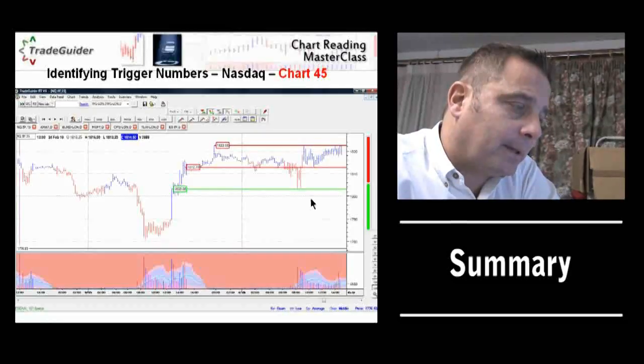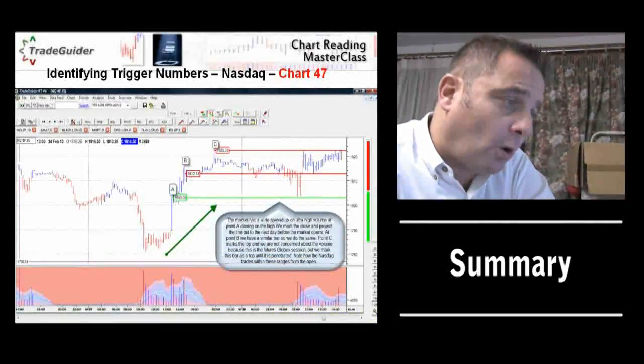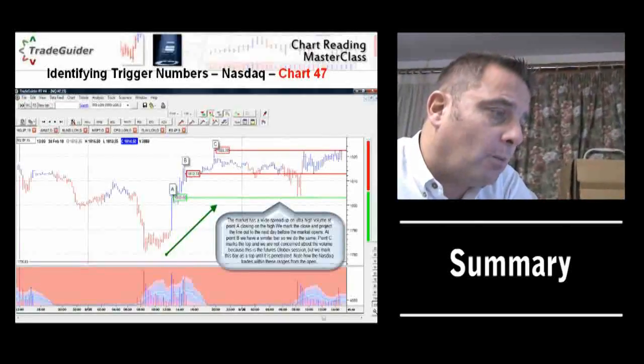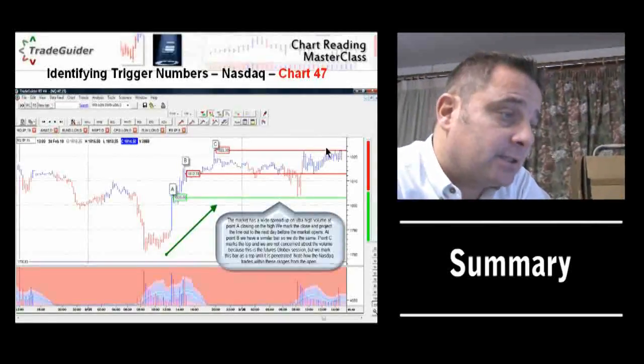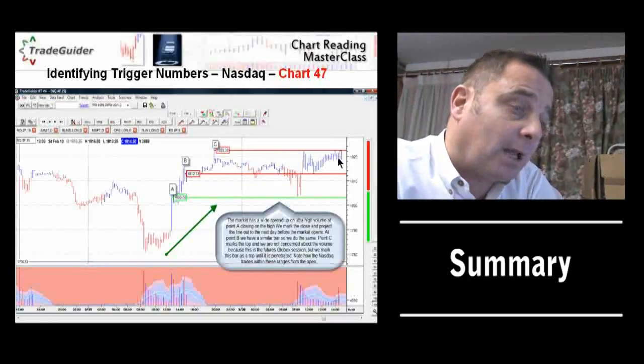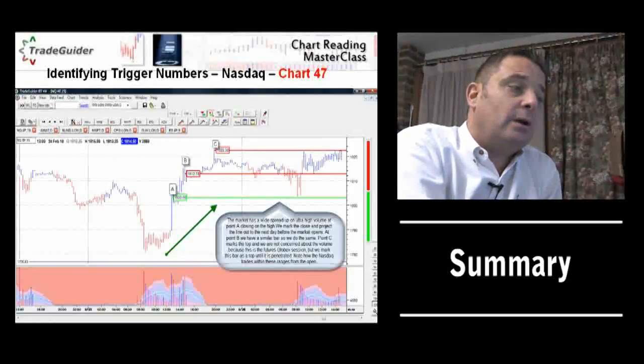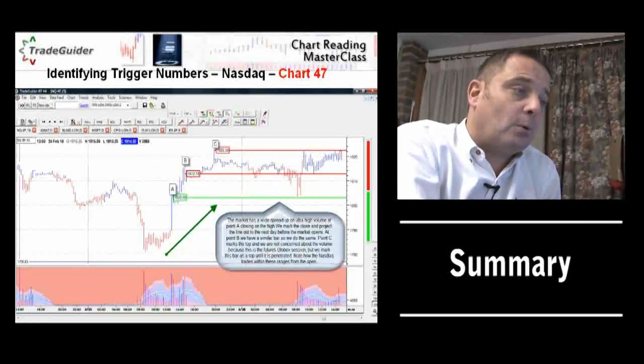I'm going to send you this. It talks about exactly where I've put my lines, what they mean, and why point C acted as resistance, as you can see, literally right through the session, and it closed below it. And that's going to be an important level. 1822 on the NASDAQ is going to be very important.